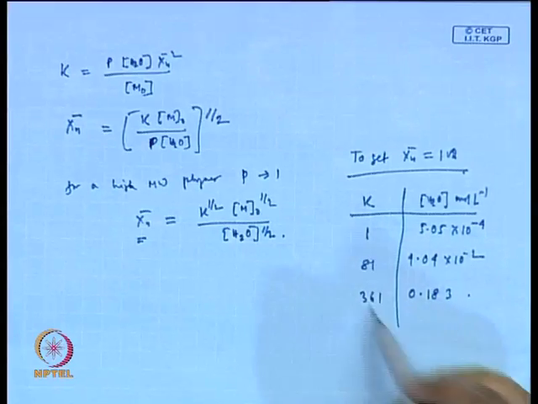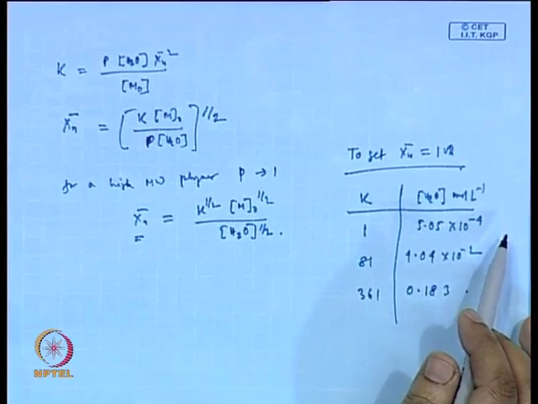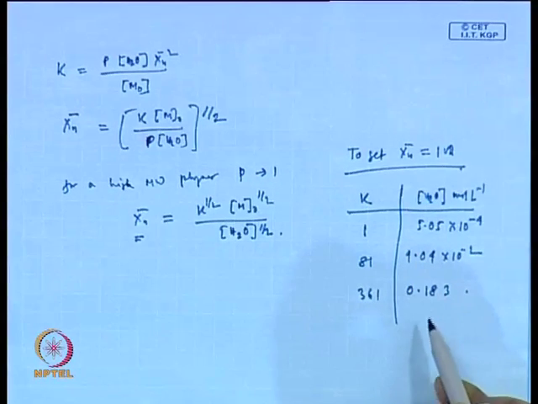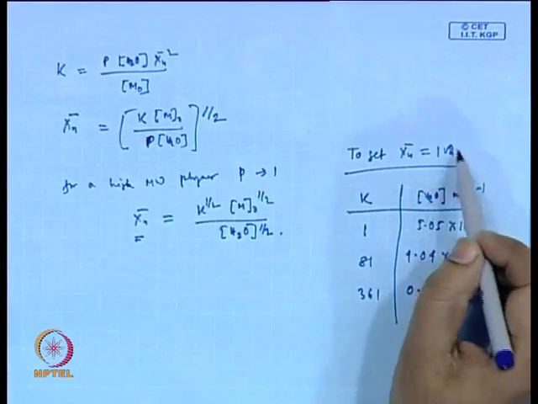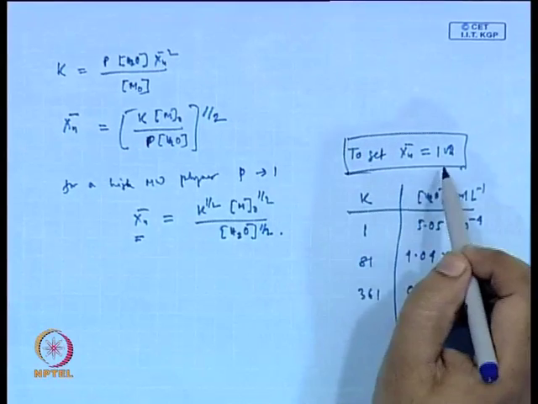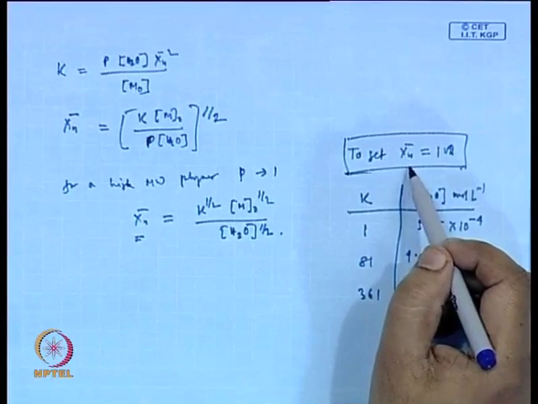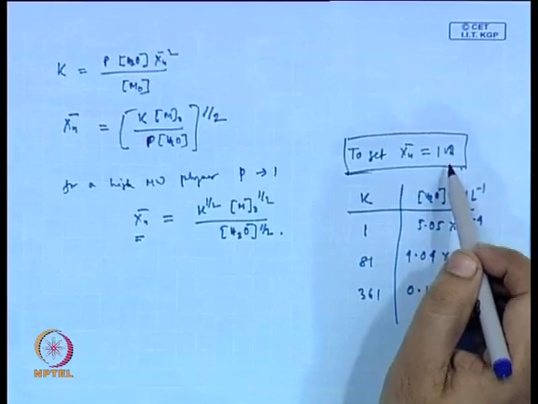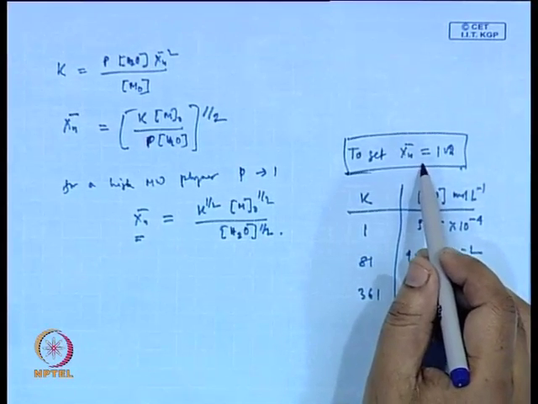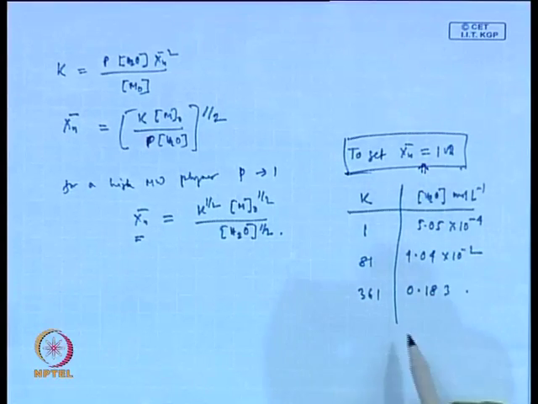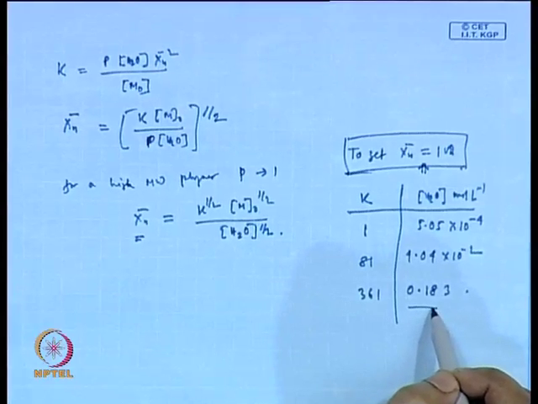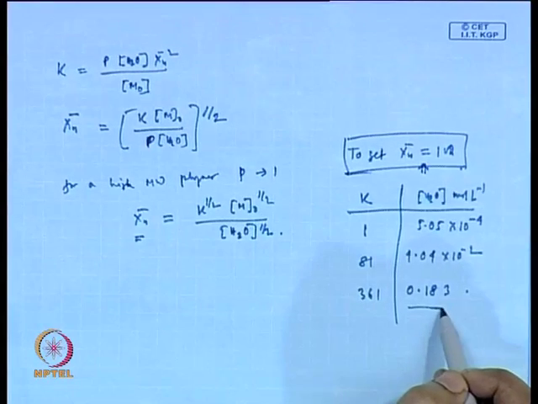What does this table mean? The table means that if you have a reaction with high K, to build the same molecular weight, in this case an average degree of polymerization of 100, then to reach that level, if your K is higher, you can afford to keep some of the water molecules in the system.